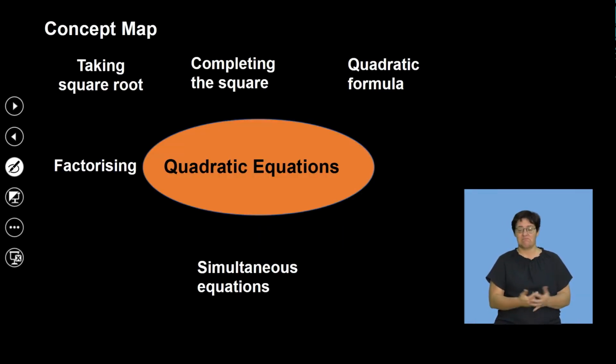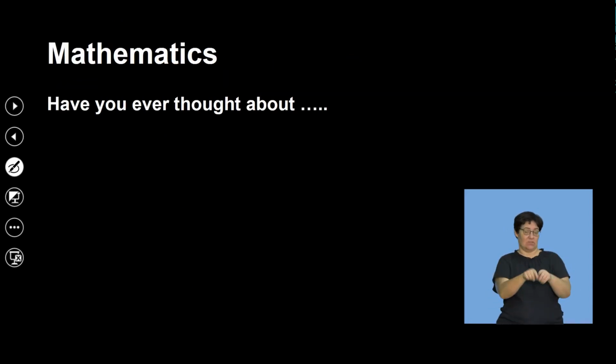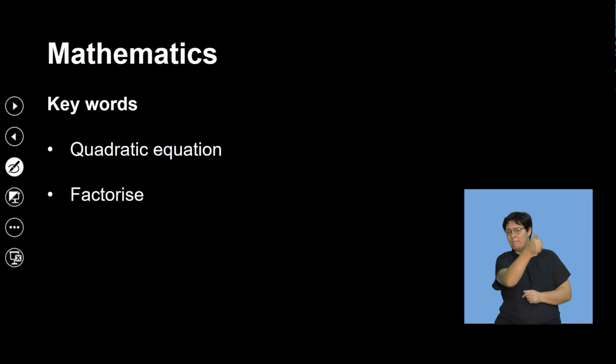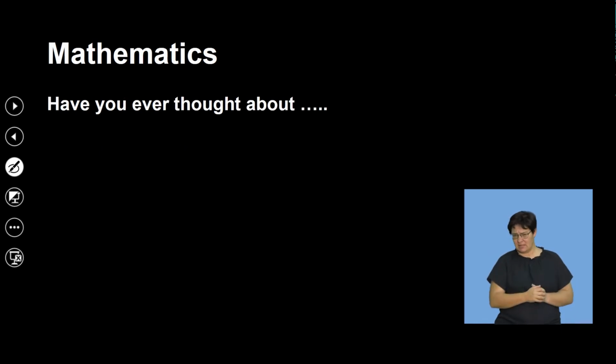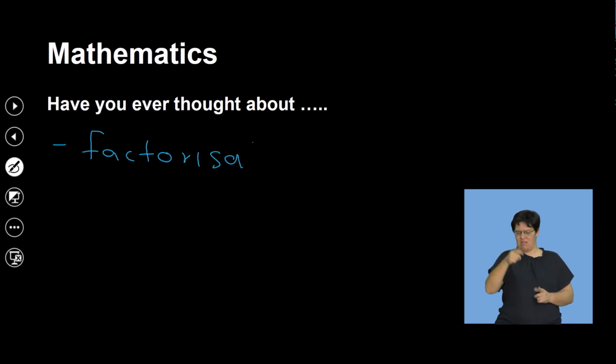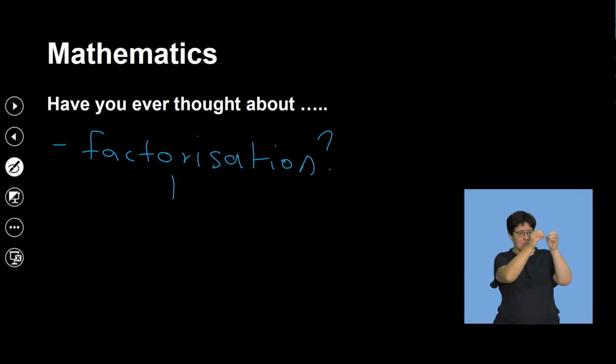Remember, I just said it's going to be taking out a square root, completing the square, some quadratic formula for questions that you mainly cannot factorize, and then factorizing, and some simultaneous equations. Now, the main thing that you need to think about is what factorization is all about. And if something cannot be factorized, what then?